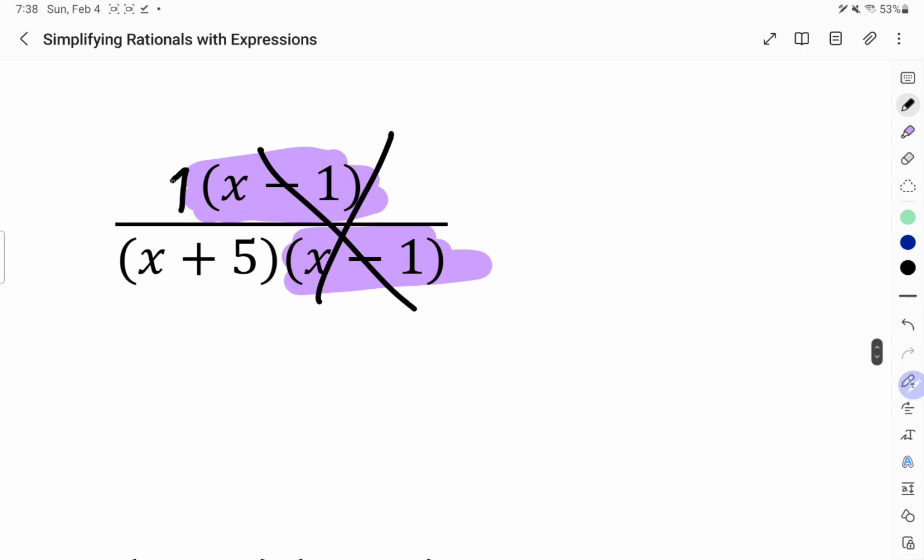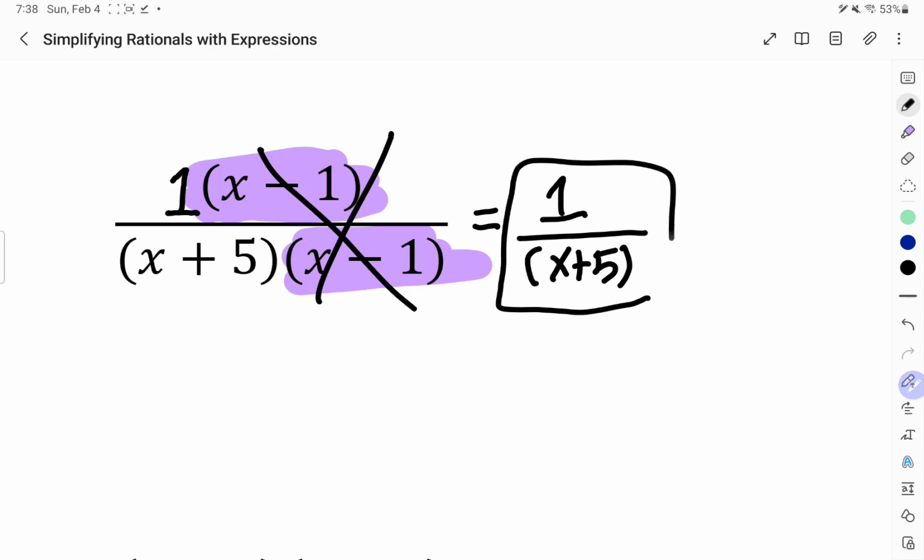Well, if you remember, we always have an invisible 1. So the invisible 1 is going to take over, so that's what we're going to be leaving on the top of the fraction. At least for this problem. So it's going to be 1 over x plus 5, and that is my answer for this problem. There's nothing else I can simplify, so I'm done. As you can see, level 1 problems are super fast and super easy to do. So let's go ahead and do the last one.